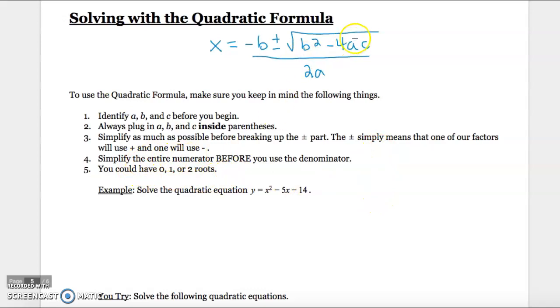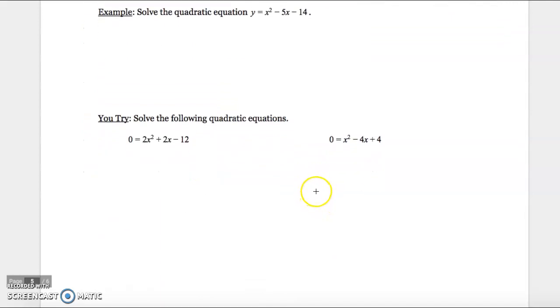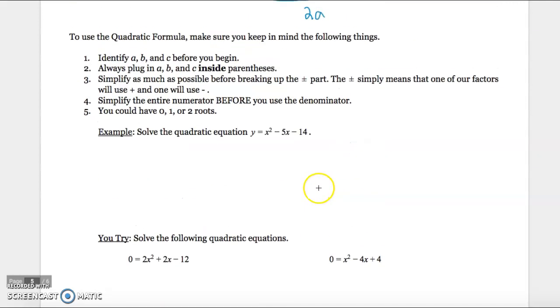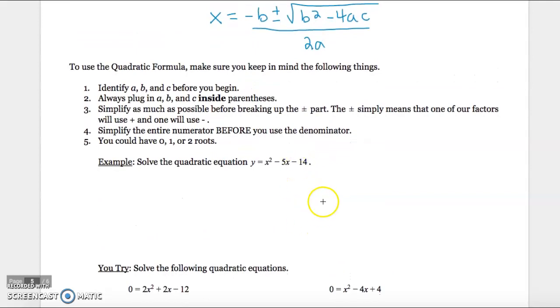We simplify our entire numerator before I use the denominator at all. And our answer could have 0 options, so there could be no answers, or we would say imaginary answers, 1 real root, or 2 real roots, okay? So let's do this example. It might be good to actually keep that up there so we can reference it.